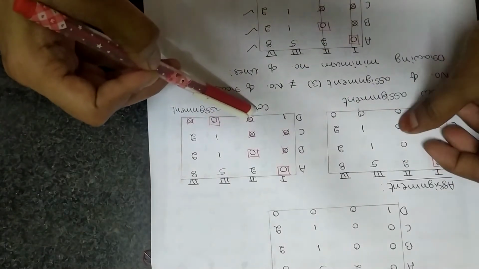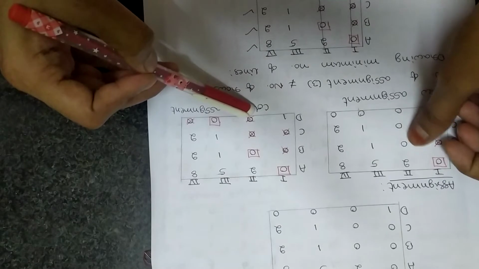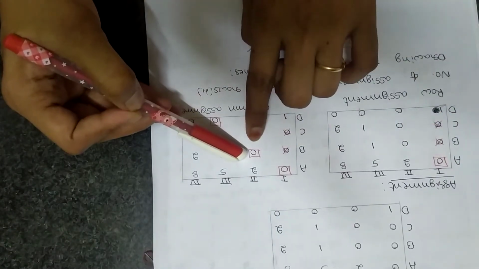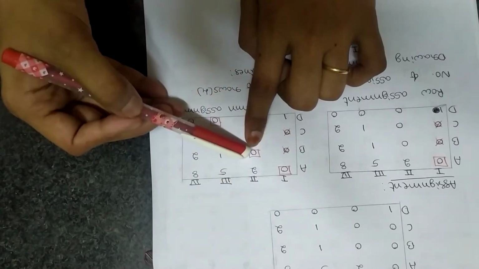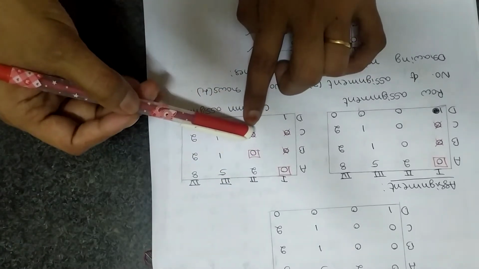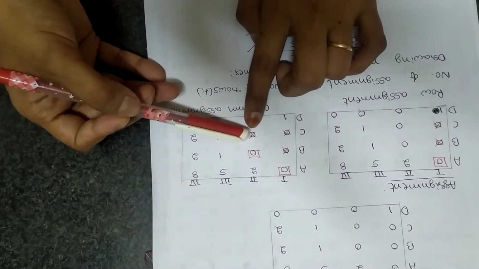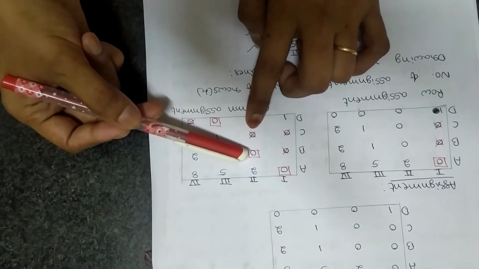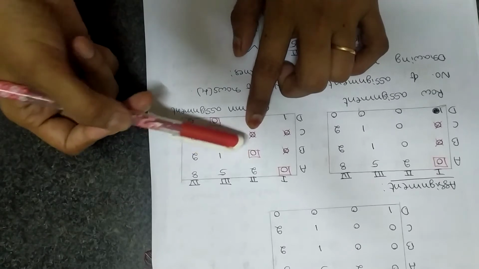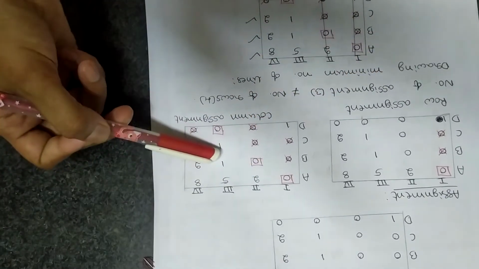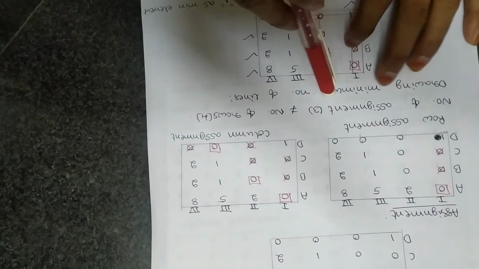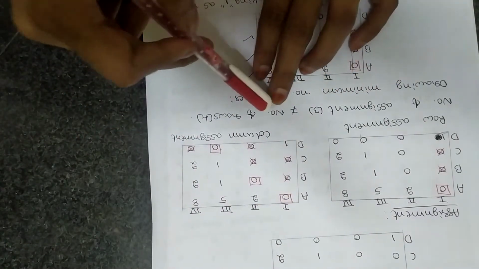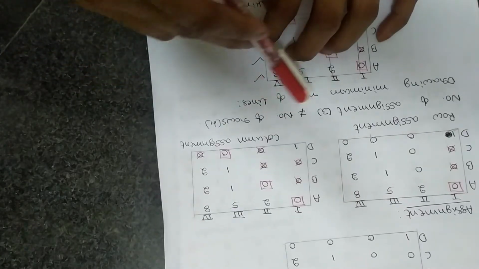Now in this second column we have two zeros, one here and one here. First we'll make the assignment of the second row and second column and we'll cross the other zeros. It's your wish: if you want to consider this an assignment and cancel the other one, like that also you will get the same answer. Now after this we'll check for optimality. What is the number of assignments? There are three assignments and the number of rows is 4, which is not equal.